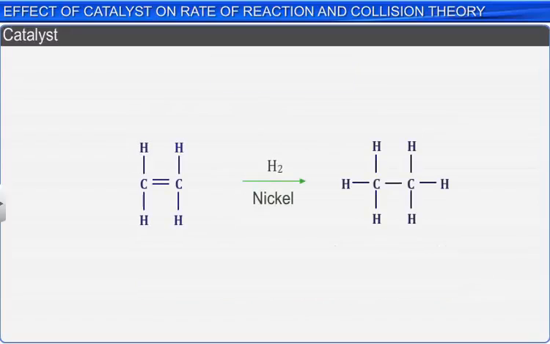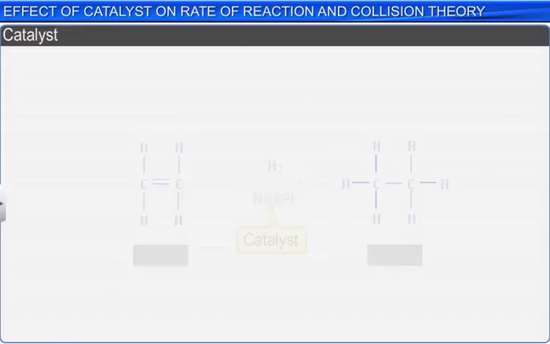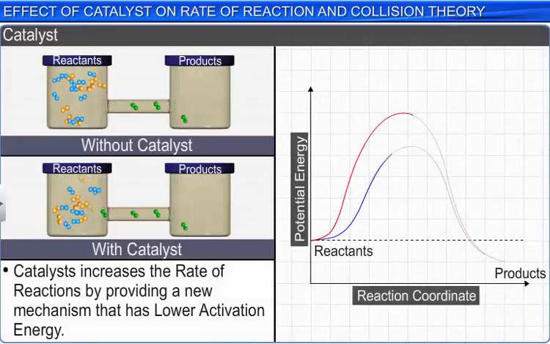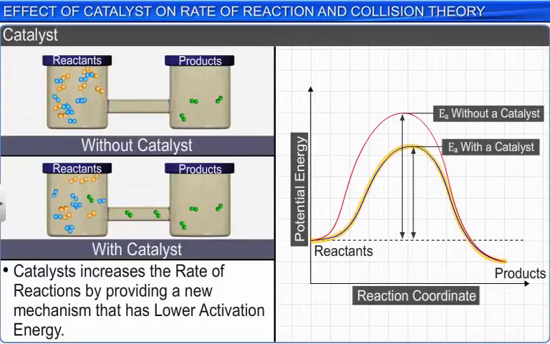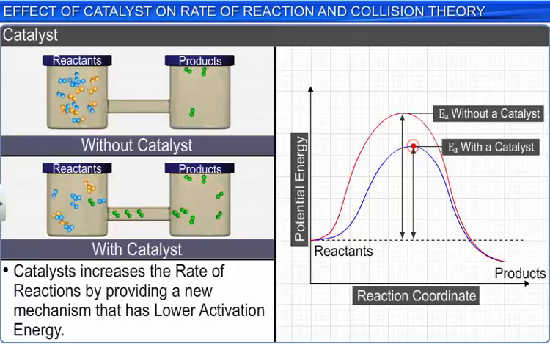You will understand this better with an example. The hydrogenation of ethene in the presence of nickel yields ethane. In this reaction, nickel acts as a catalyst. Catalysts increase the rate of reactions by providing a new pathway or mechanism that has a lower activation energy, as shown in the diagram here.